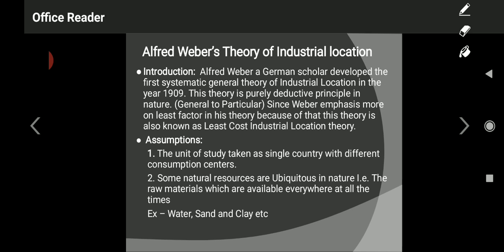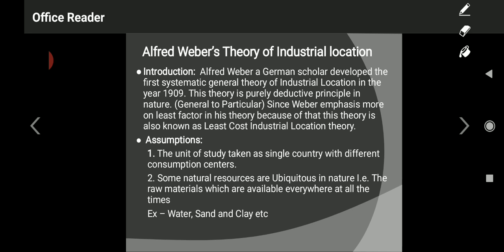Alfred Weber's theory shows the way towards success for any kind of entrepreneur, those who are expecting, those who are going to start an industrial unit. And before going to establish an industrial unit, when they are going to think of the location of industry, they have to read this particular topic very systematically. After reading this topic, they are able to understand where to locate the industry, when to locate the industry, and for whom to locate the industry.